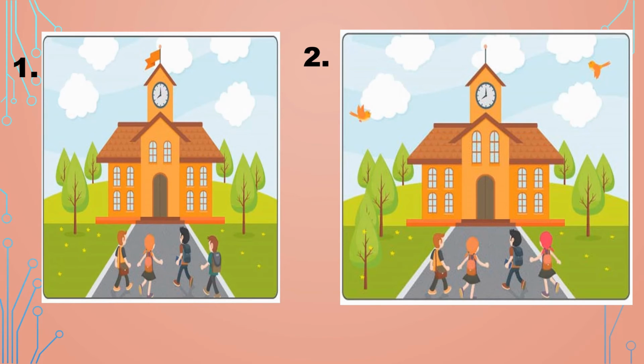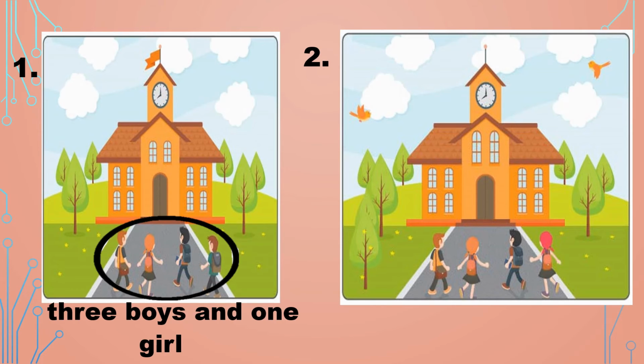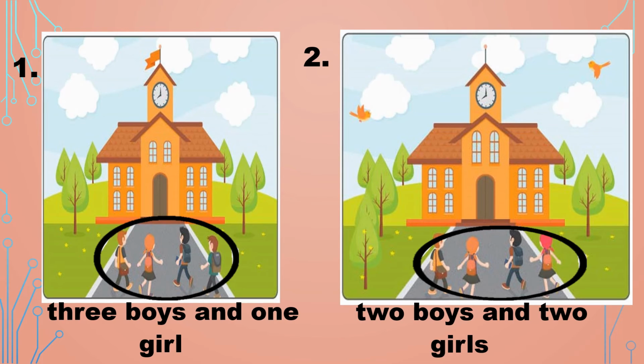Now student, look at the children. In first picture you can see there are three boys and one girl in front of the school building, whereas in second picture you can see there are two boys and two girls in front of the school building.